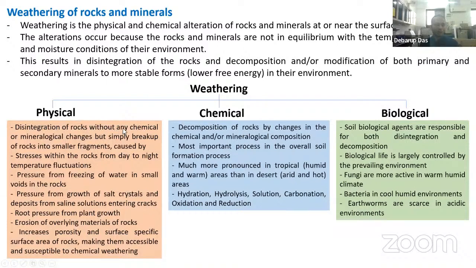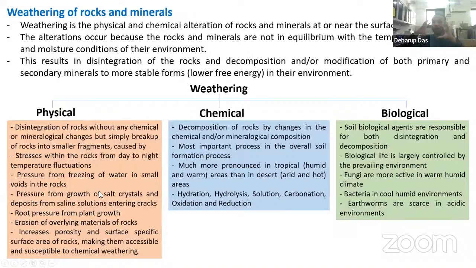Physical weathering is disintegration of rocks without any chemical or mineralogical changes, but simply breaking up of rocks into smaller fragments caused by stresses within the rocks from day to night temperature fluctuations, pressure from freezing of water in small voids in the rocks, pressure from growth of salt crystals and deposits from saline solutions entering cracks, root pressure from plant growth, and erosion of overlying materials, increasing porosity and surface porosity.